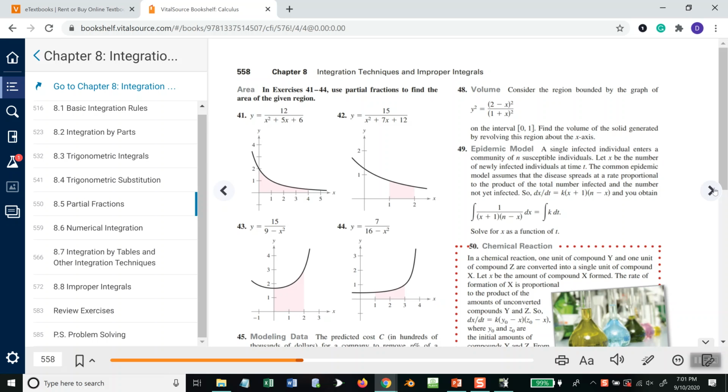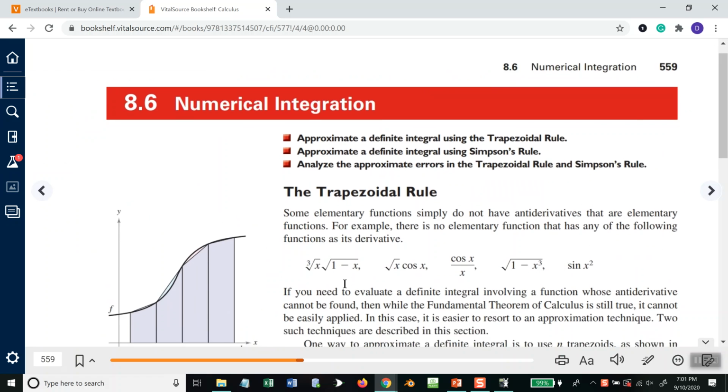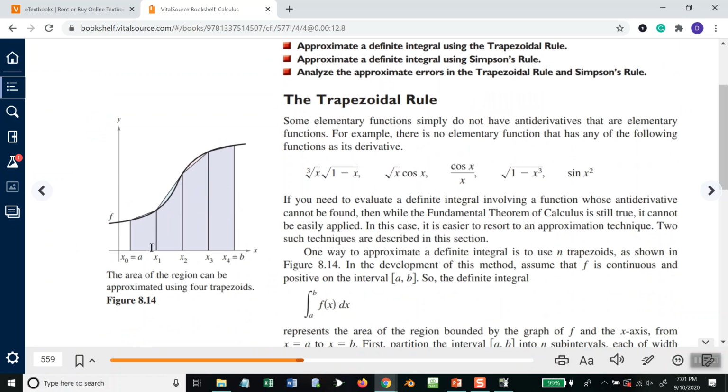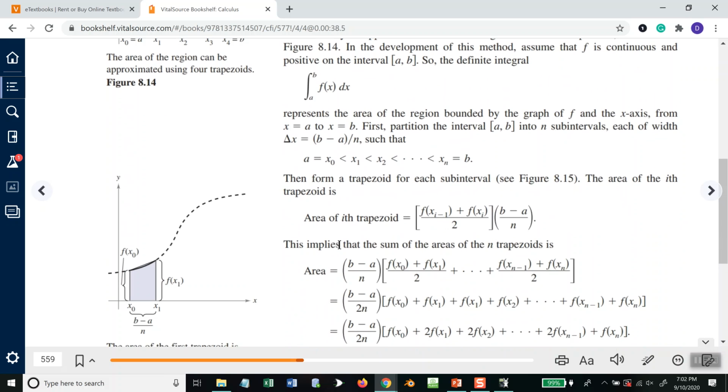This demonstrates the concept of splitting it up into separate pieces, specifically trapezoids. And then based upon that, you will find the area in between. You can't solve all integration problems.